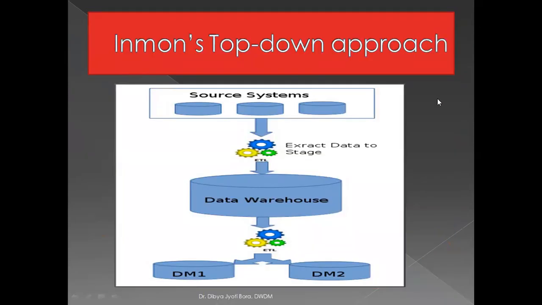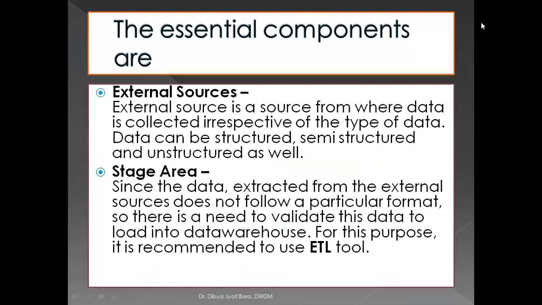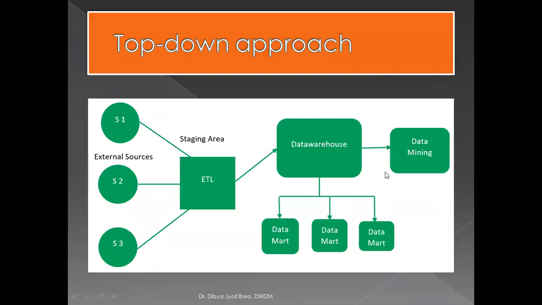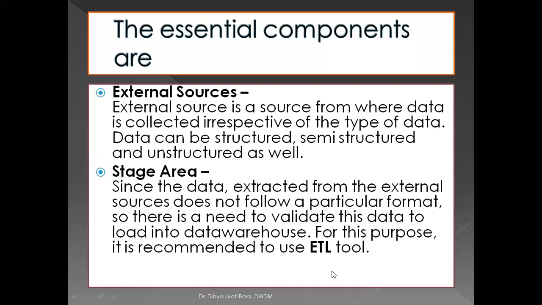Now, what are the components in this top-down approach? Let's see some of them. Essential components. First, from the figure itself, you have already seen the external sources. External sources are where data is collected from, irrespective of the type of the data. Data can be either structured or unstructured, or sometimes semi-structured. Semi-structured means a combination of both.